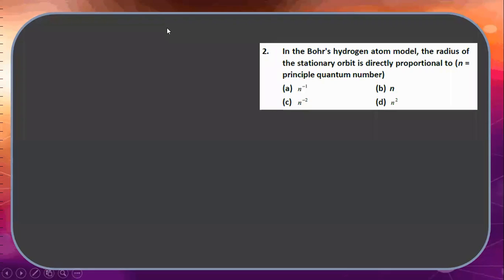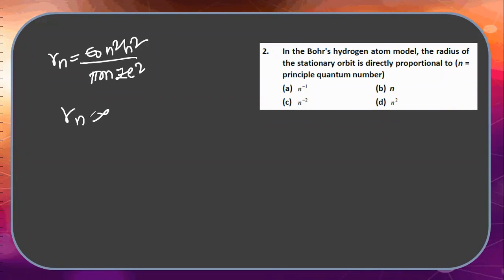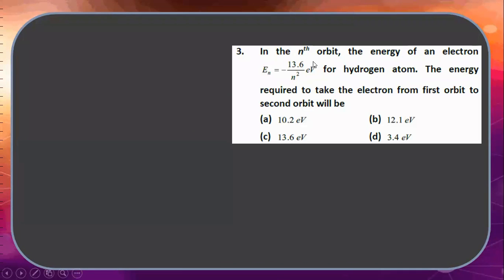Bohr's. In the Bohr's hydrogen atom, the radius of the stationary orbit is proportional to the radius of the electron in the nth orbit. Rn is equal to epsilon naught n square h square divided by pi m z e square. So the radius of the electron in the nth orbit is directly proportional to the square of the orbital number. Next. In the nth orbit, the energy of the electron E is equal to minus 13.6 divided by n square electron volts for hydrogen atom.